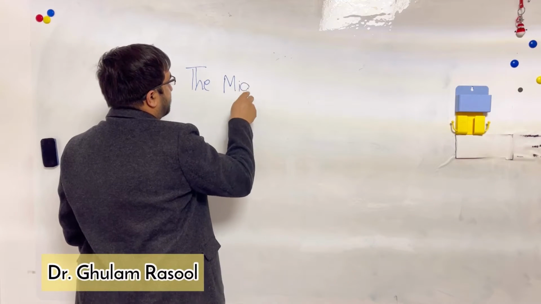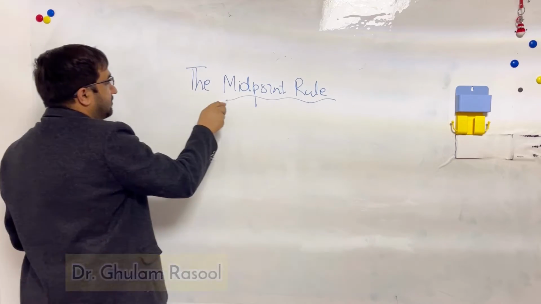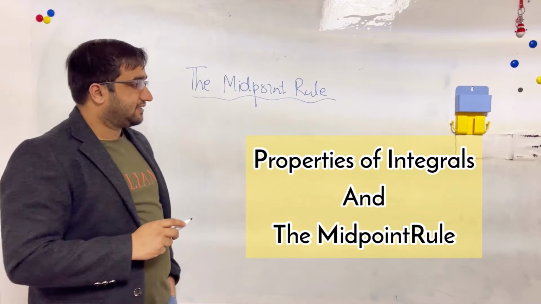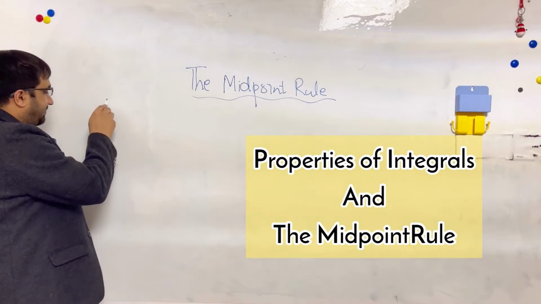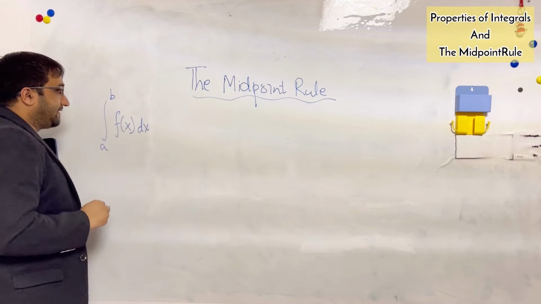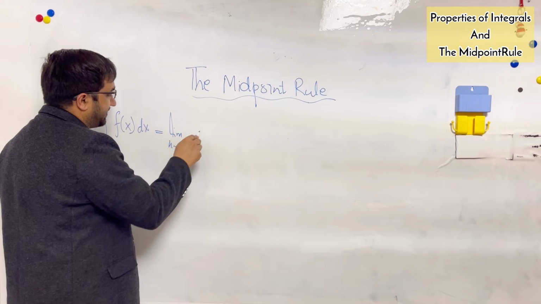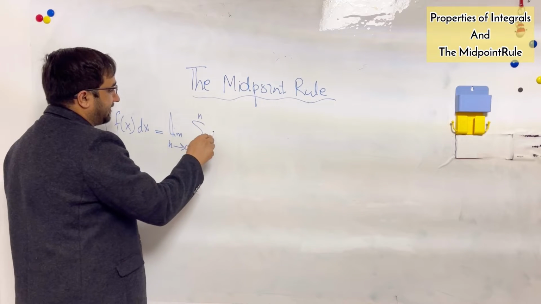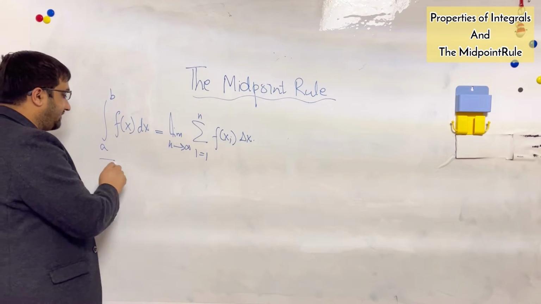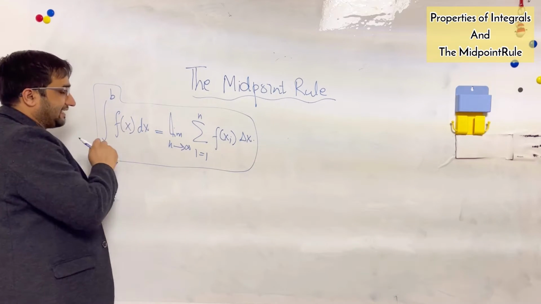So we are at the midpoint rule. We already know how to solve an integral using the Riemann sum. We know that the integral from a to b of any function dependent on x is equal to the limit as n approaches infinity of the summation i from 1 to n of f of xi delta x. So this is the information we have so far to calculate an integral.